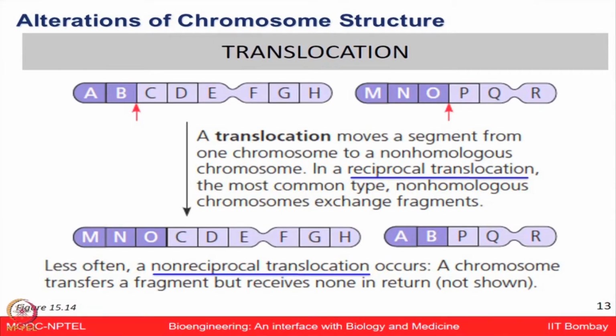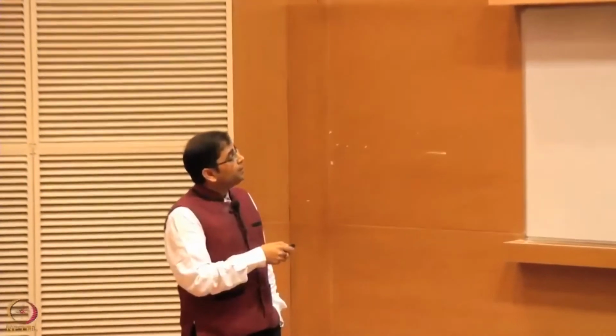One more situation is translocation. A part of these chromosomes move from one to the other chromosome, like AB in this case moved to MNO, and MNO moved to AB. So now they became very different in characteristics. Or sometimes it can be non-reciprocal. It means it is just going to get attached to the other chromosome, not vice versa.